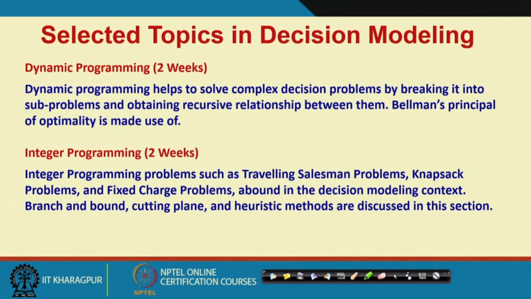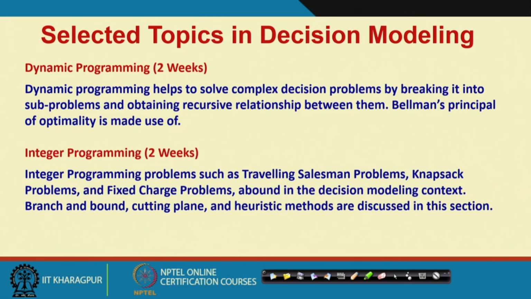You see, in many situations the solution required is an integer. The integer could be 0 or 1, or it could be discrete values. Now, linear programming unfortunately does not guarantee an integer solution. In many situations the integer solution is very much required, and there are lots of problems like the traveling salesman problem, the knapsack problems, the cargo loading problem, and the fixed charge problem where you have a fixed cost and variable cost. Fixed cost does not come if you do not do the business.